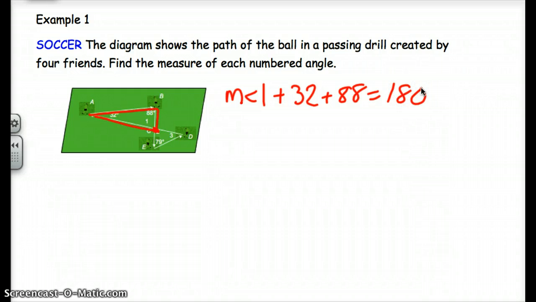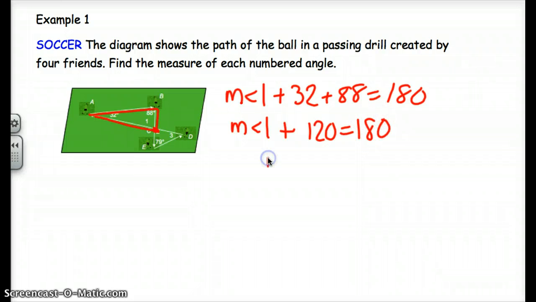So I'm showing my work. My measure of angle 1, I'm adding my two integers together, I'm getting 120. It's 180. Moving 120 to the other side.